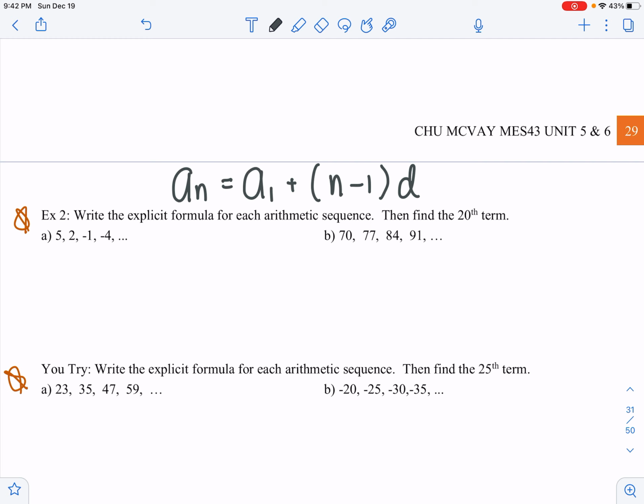It says write the explicit formula for each arithmetic sequence, then find the 20th term. So let me do this part first. Write the explicit formula for each arithmetic sequence. So we need to come up with the formula. So some pieces I need to define. Our first term is going to be 5. To find your pattern, all you have to do is take the second term and minus the first term. You get -3.